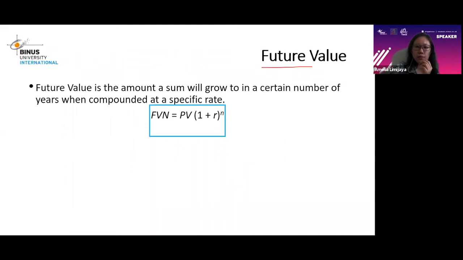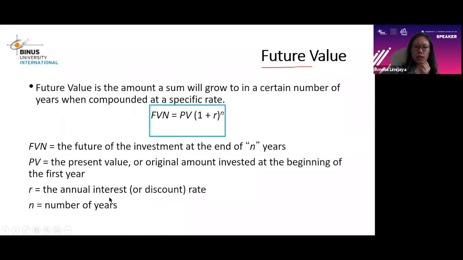Yeah. Okay. As with formulas, we need to understand the abbreviations first, yeah? So here we have FVN, or you could use any other abbreviation that you want, but here we're using FVN. FVN means this is the future value that I want to know, okay? PV is the present value. Present, as the name suggests, means now. Yeah, current. Nilai sekarang. Okay. R is the interest rate. N is the period or number of years. Let's say 3 years, 5 years, and so on.